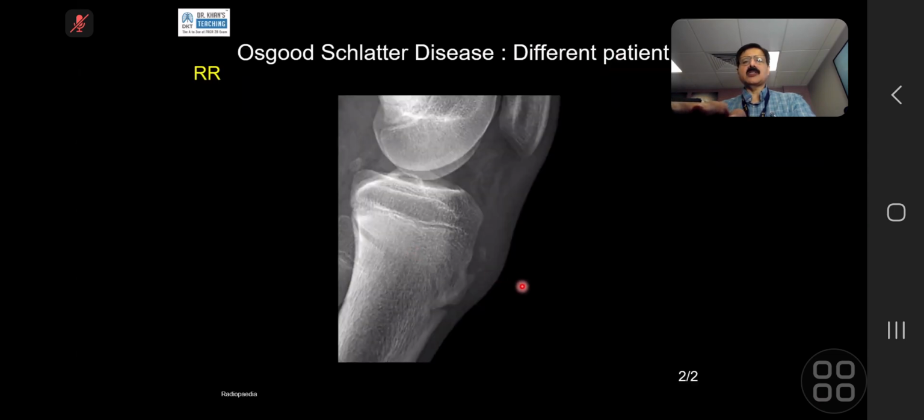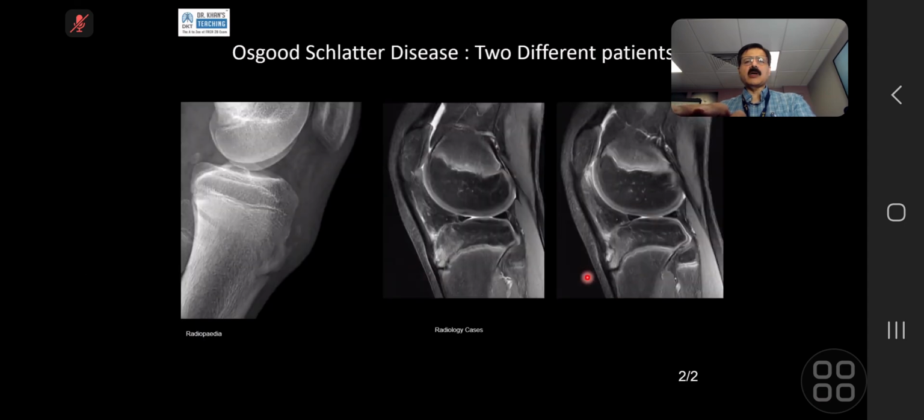This is another case where you can see a similar finding: fragmented tibial tuberosity and a bit of soft tissue swelling. And this is an MR where you can see on this STIR sequence a bit of edema at the insertion site and maybe a bit of high signal within the patellar tendon.